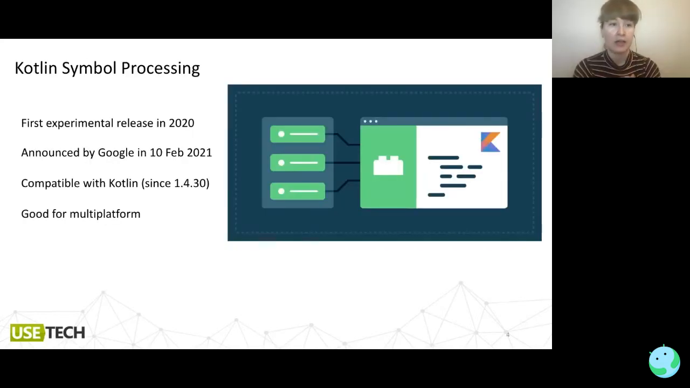So let's begin. Kotlin symbol processing is a technology to process annotations. It has been developed for a couple of years, but it was announced by Google in this February as a really nice and prospective alternative to the Kotlin annotation processing tool. This technology is compatible with Kotlin since version 1.4.30. And one of its really interesting benefits is that it is possible to use it with multiplatform projects. This is why this technology was interesting to me at first sight.